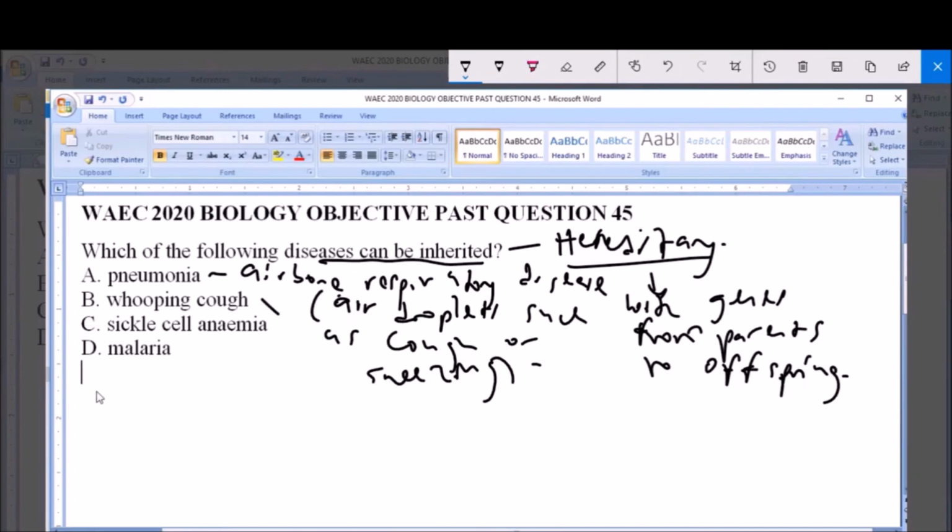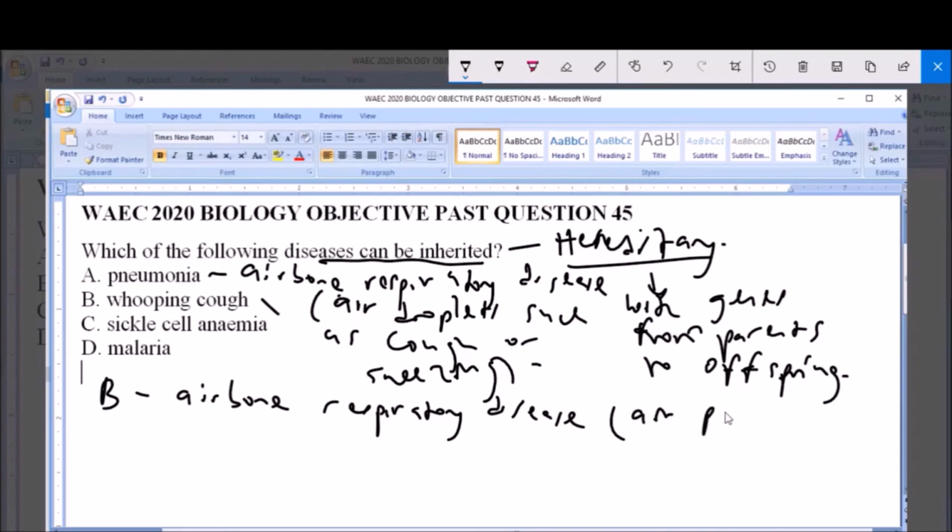Now option B is whooping cough. Whooping cough is also an airborne respiratory disease, transmitted via air droplets, that is, coughing and sneezing.